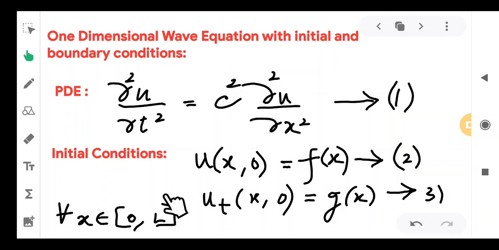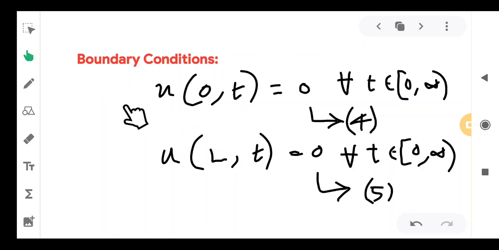We take the string of length capital L. Now we have two boundary conditions. If you remember, the string is not vibrating at x equal to 0 and x equal to L. That means the endpoints remain always not vibrating. Not vibrating means u, which is the amplitude, will be 0 at both ends. This is true for all t, that is, for all time it is not vibrating. That's why we have taken t from 0 to infinity, u(0,t) equal to 0 and u(L,t) equal to 0. So these are the two boundary conditions.